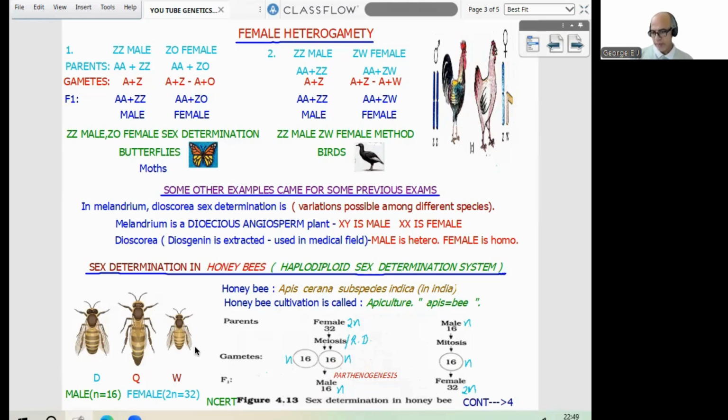These are the honeybees, 3 types. Drones, male, n equals 16. Female queens, both the females 2n equals 32. Female queen is 32. Worker also 32. I think this page is clear to all of you. Now we can proceed to the next page.